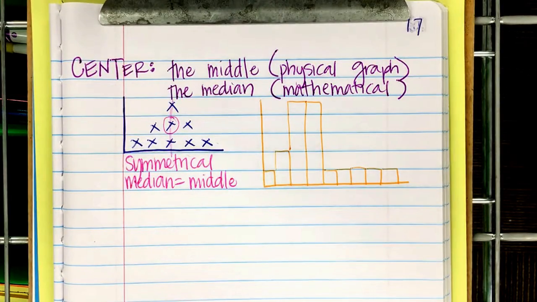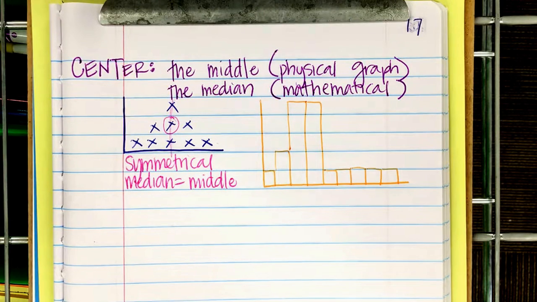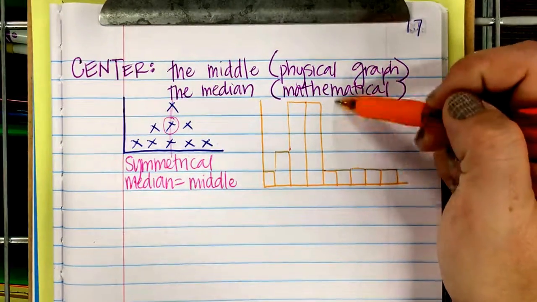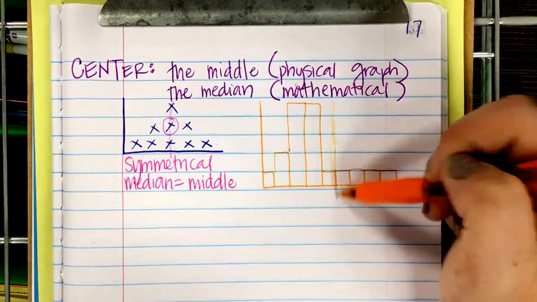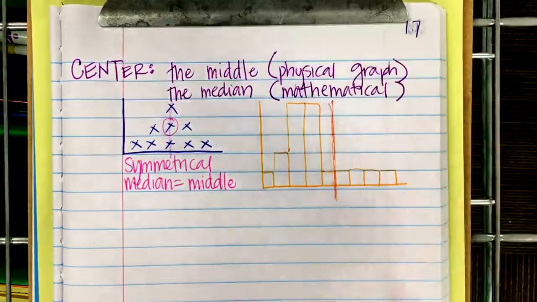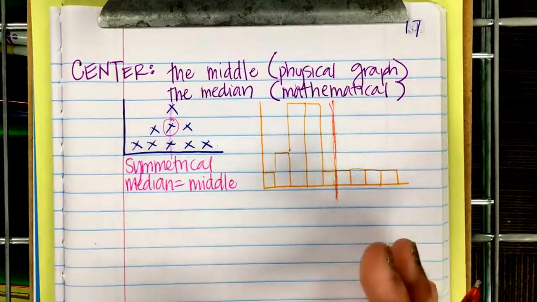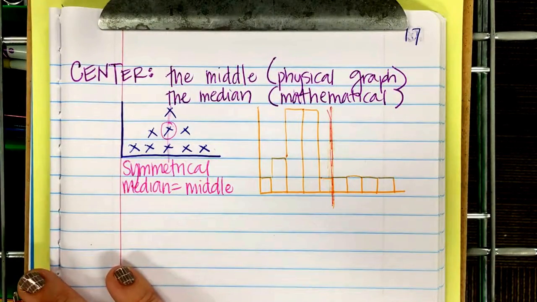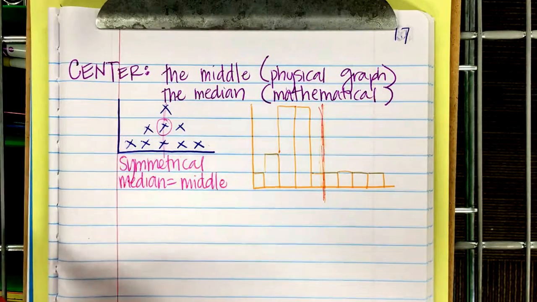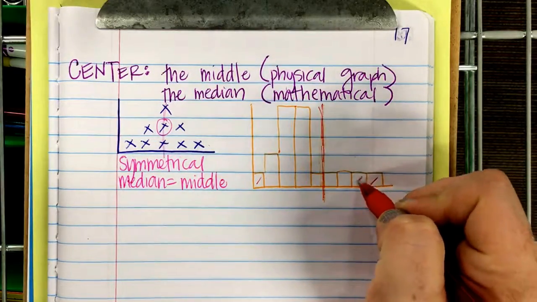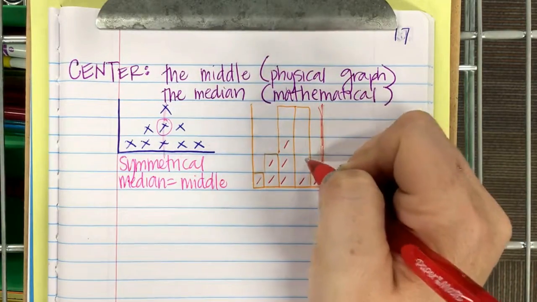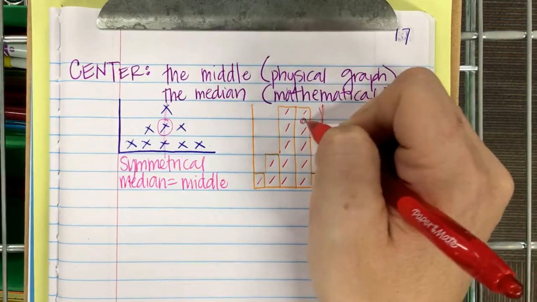If I showed you this graph, where's the middle of this graph? Right about here? Is that the physical middle? I'll do it in a different color. Is this about the physical middle of the graph? It's not symmetrical at all, correct? Where's the median of this graph? Where's the mathematical middle of this graph? About right here?